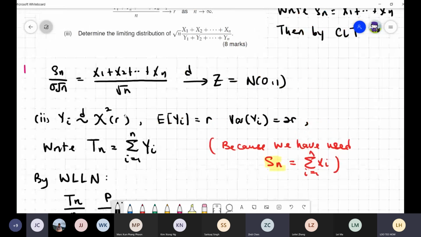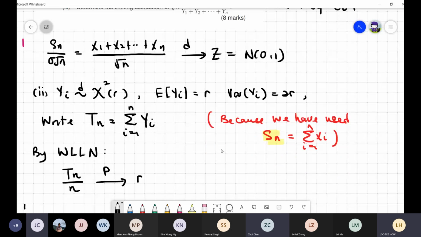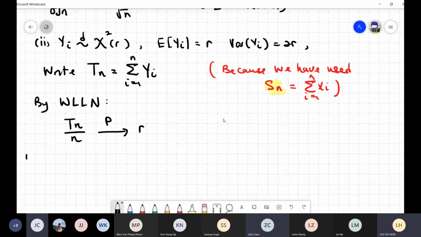Okay, and part 3, we want to look at Xn over this. To do this, we need to do several steps.